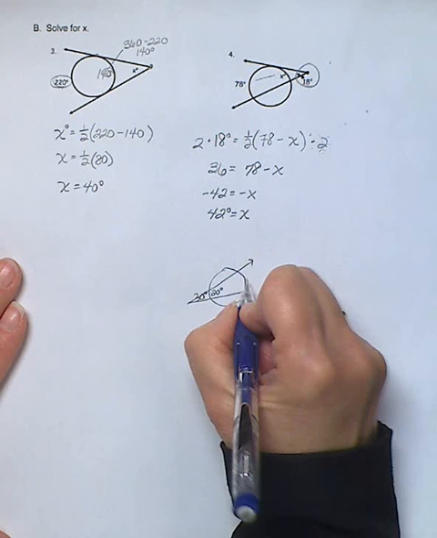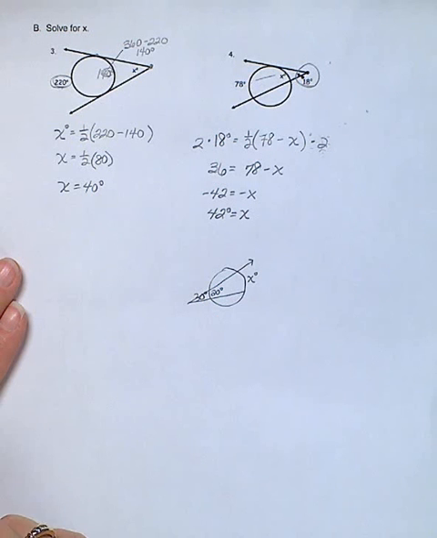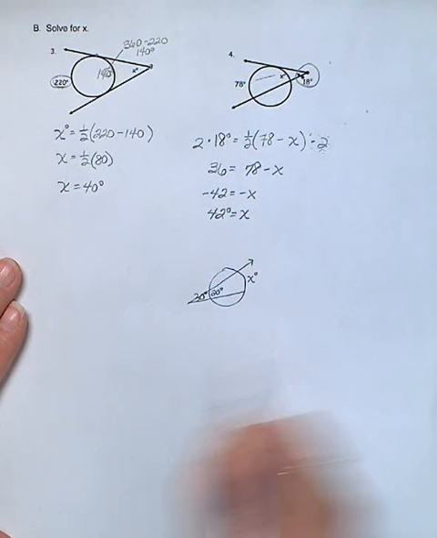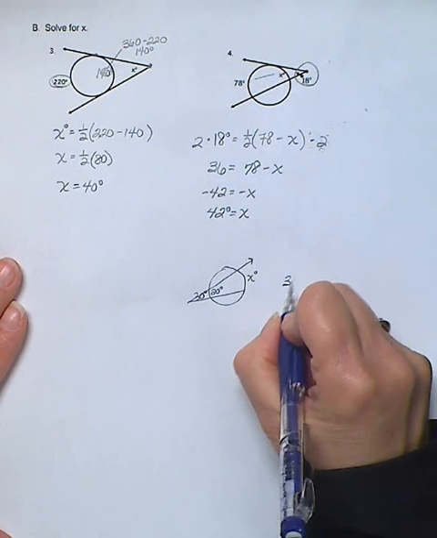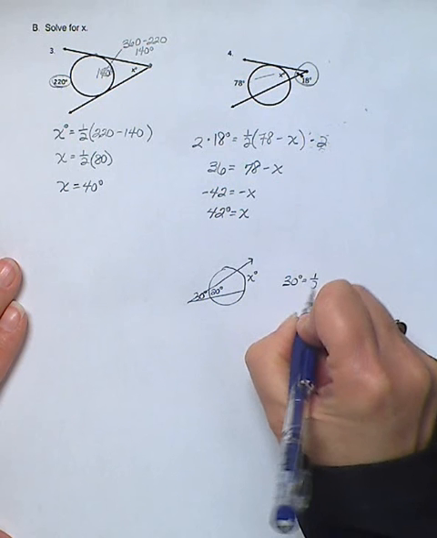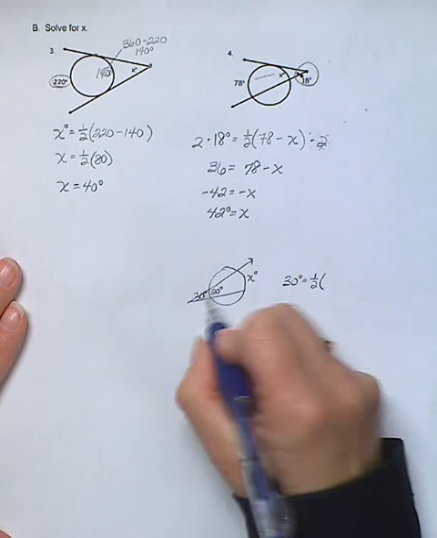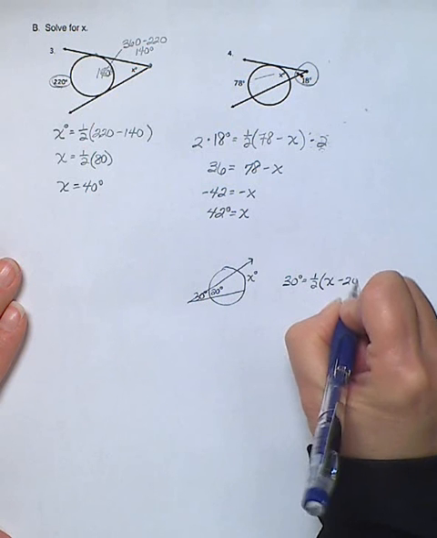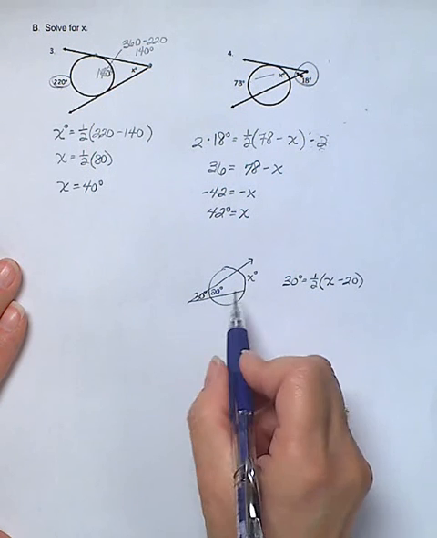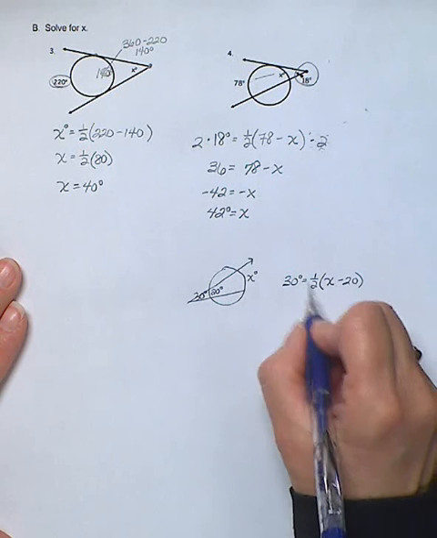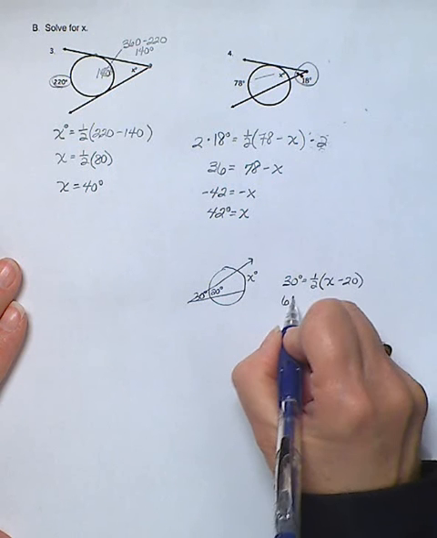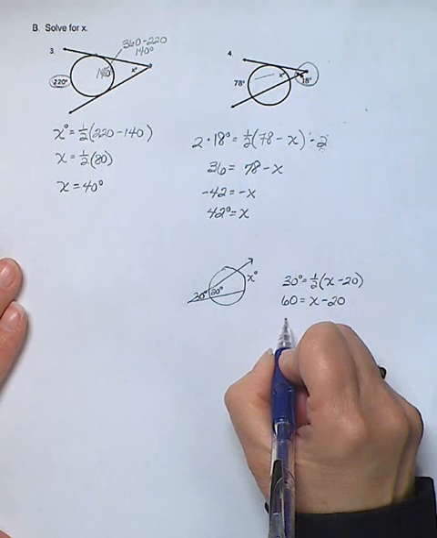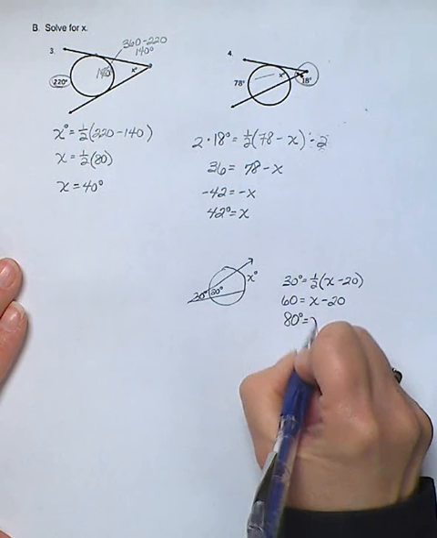What would x be? I've placed the x in a different location, that's fine. And so the angle 30 degrees equals half the difference. Again, the arc farthest away is bigger, so it goes first. So 30 equals half the difference between these two arcs, x and 20. We're going to multiply by 2, which makes this 60, equals x minus 20. Then we're going to add 20, and x ends up being 80 degrees.